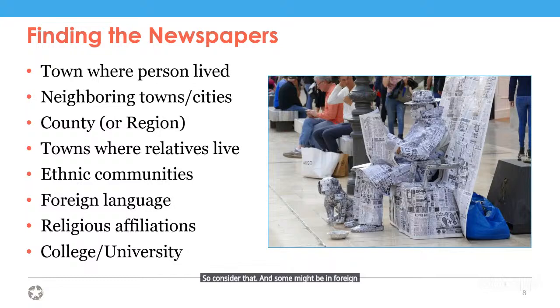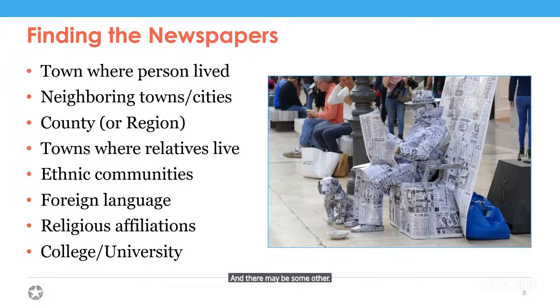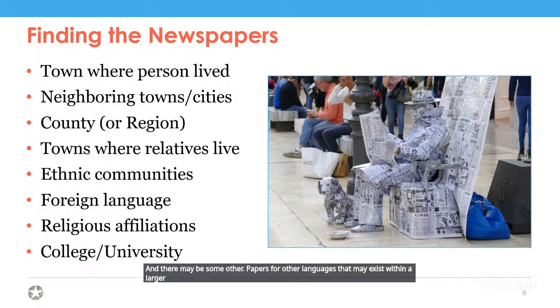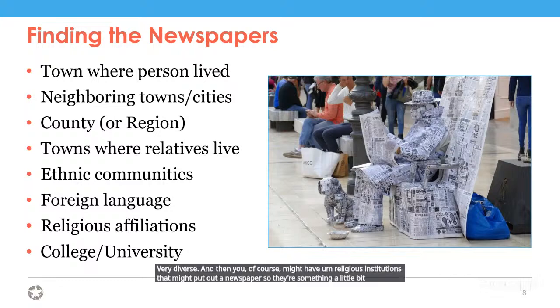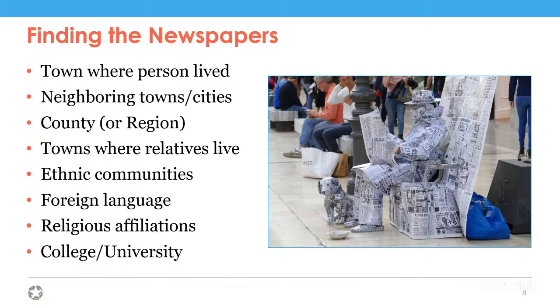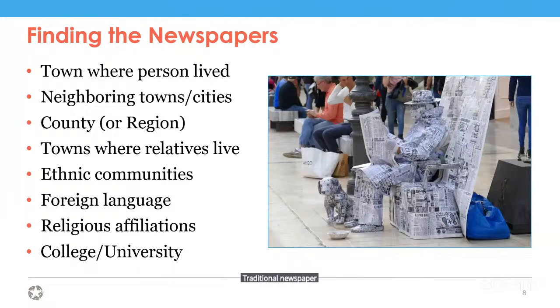The Dallas Morning News has the Spanish language Al Día, and there may be some other papers for other languages that may exist within a larger community such as ours. It's very diverse. And then you, of course, might have religious institutions that might put out a newspaper. So they're something a little bit broader, and maybe church newsletters. They may do an almost newspaper-like tabloid newsletter that kind of stands in the place of a traditional newspaper. It may not have advertising per se, but it's published on a regular basis.